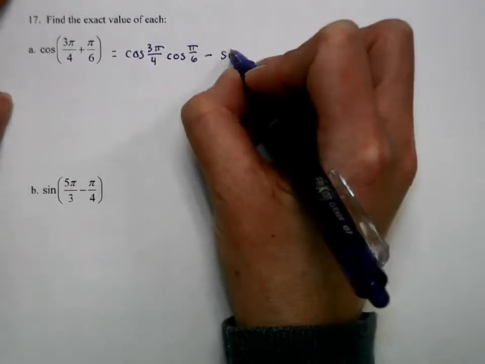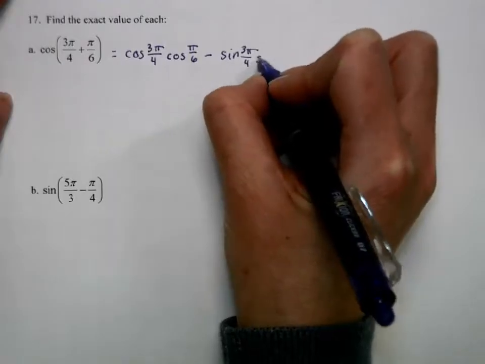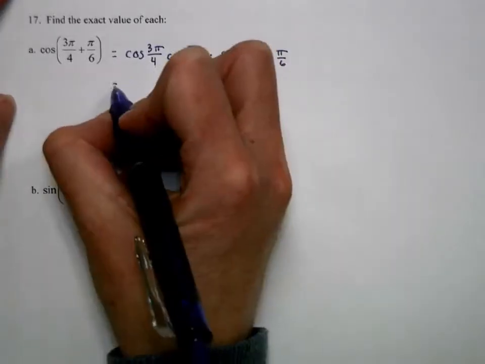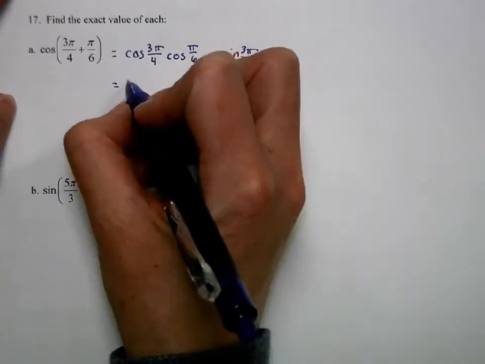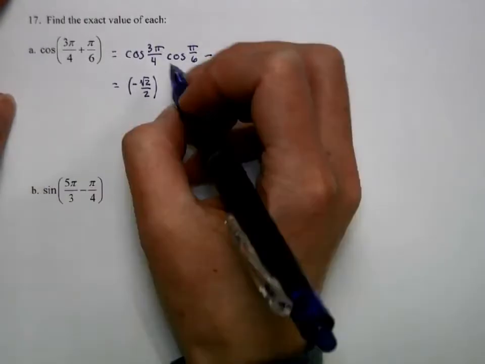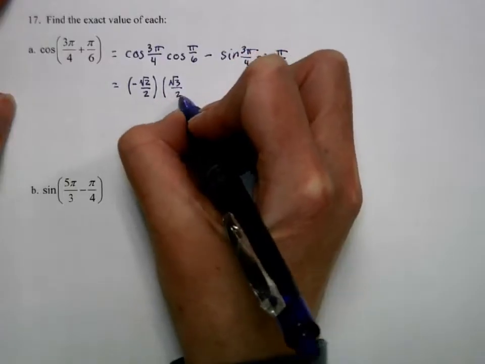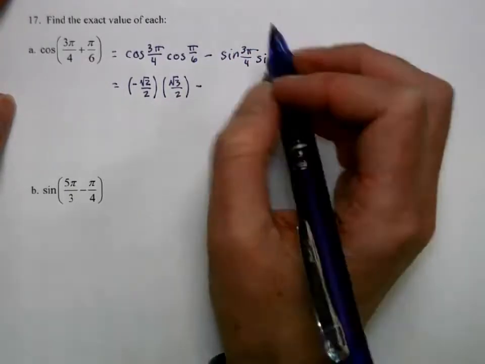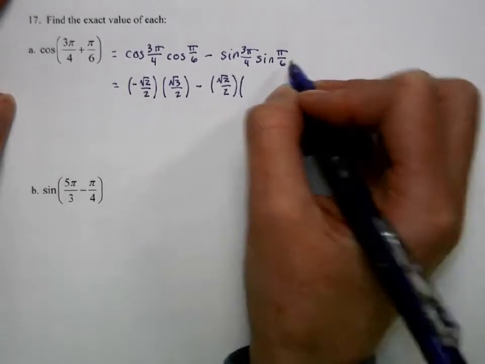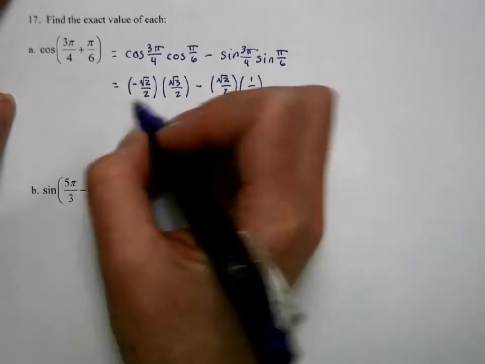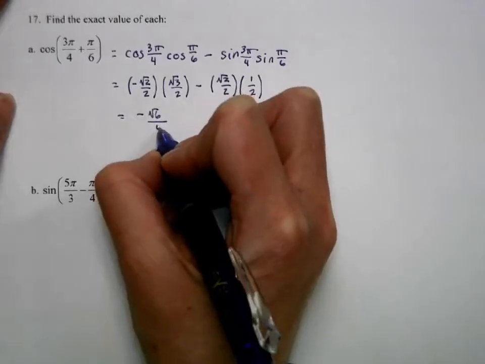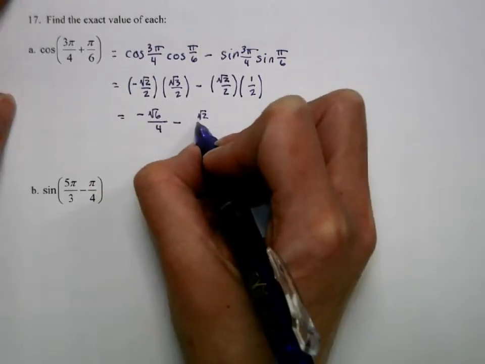Okay, we'll use our unit circle. The x value at 3 pi over 4 is negative root 2 over 2. My x value at pi over 6 is root 3 over 2. My y value at 3 pi over 4 is a positive root 2 over 2. And my y value at pi over 6 is a positive 1/2. So if I multiply root 2 and root 3, we get a negative root 6 over 4. Root 2 over 4. So our final answer here is negative root 6 minus root 2 over 4.